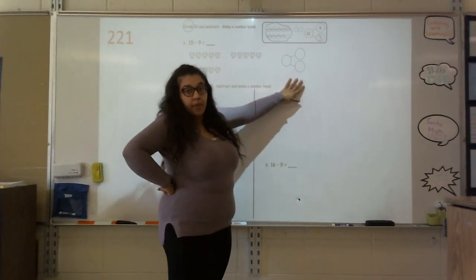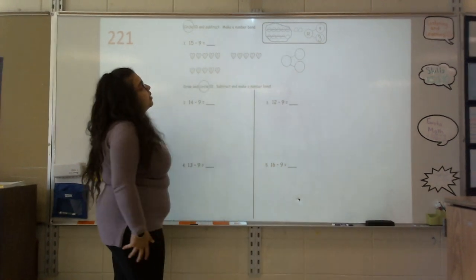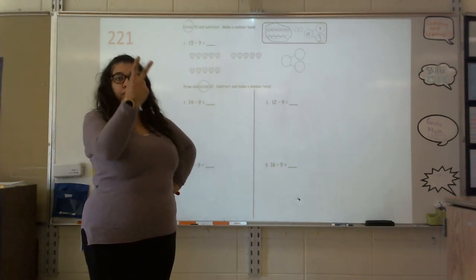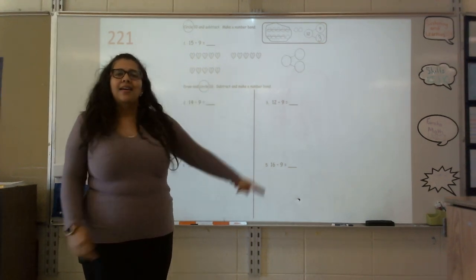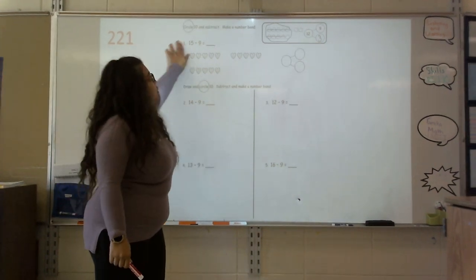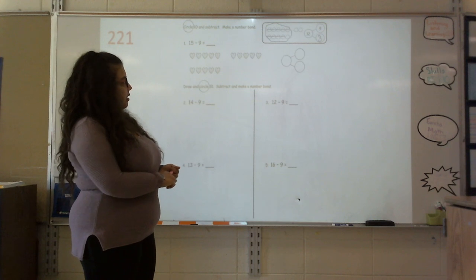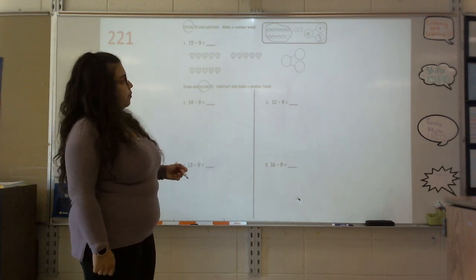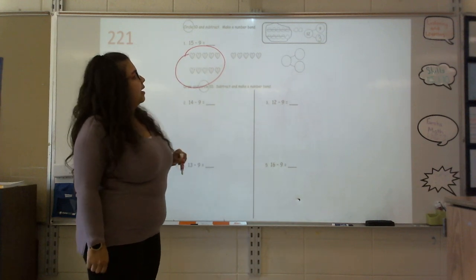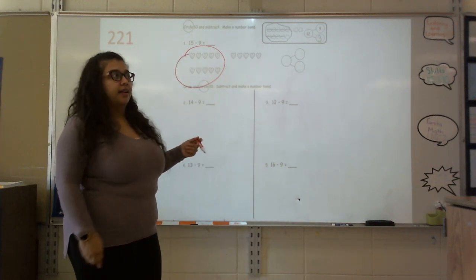Make a number bond, okay? Now the reasoning behind circling 10 is because it helps us to remember, oh, I put a group circle around that. That's a complete group of 10. And that's what we're going to do here. We're going to circle 10 and subtract 9. Let's go. Circle 10. And we're going to subtract 9.